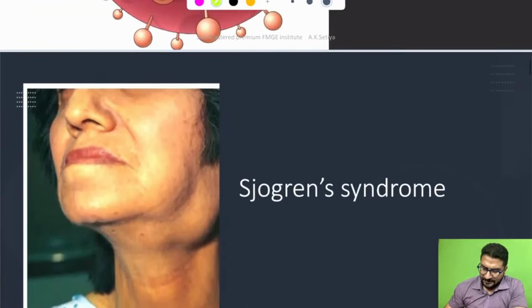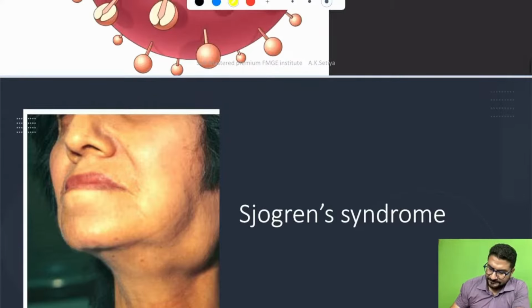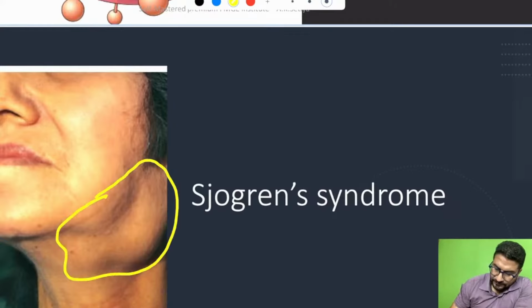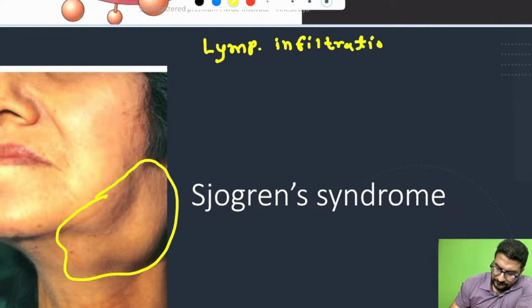Okay, now let's talk about Sjogren syndrome. What is Sjogren syndrome and what are the features you will notice in it? So just try to understand. First, there are a few features you can notice. In the parotid gland, you can notice lymphocytes are infiltrated. It's an autoimmune condition. You will see lymphocyte infiltration into the parotid gland.